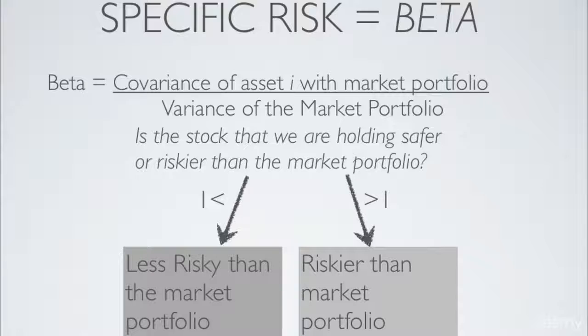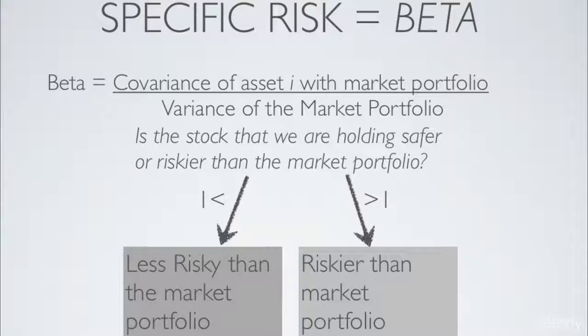Now, the purpose here is to understand the meaning of this measure rather than the statistics behind it. And the meaning of this measure is that we want to understand if the company that we are holding is actually safer or less safe compared to the market portfolio. And the answer is that if the beta of the company is less than 1, then this means that the company is actually less risky than the market portfolio. And if the beta is higher than 1, it means that the company is riskier than the market portfolio.